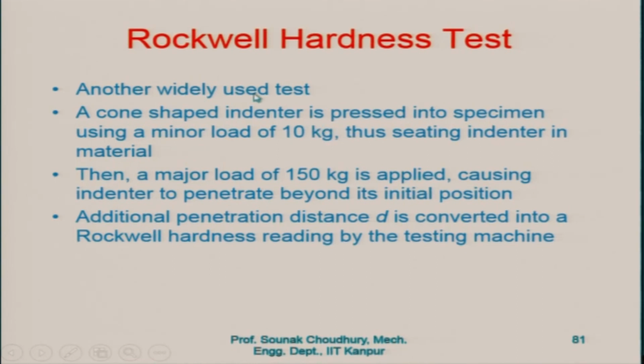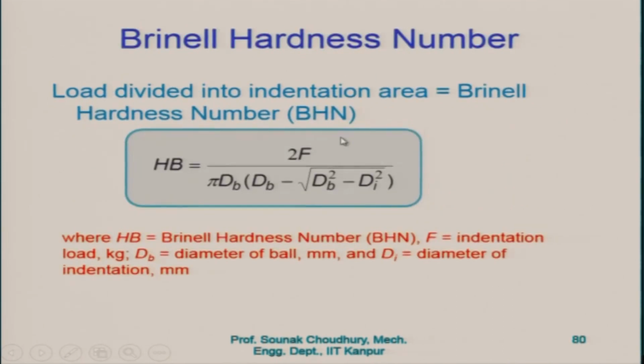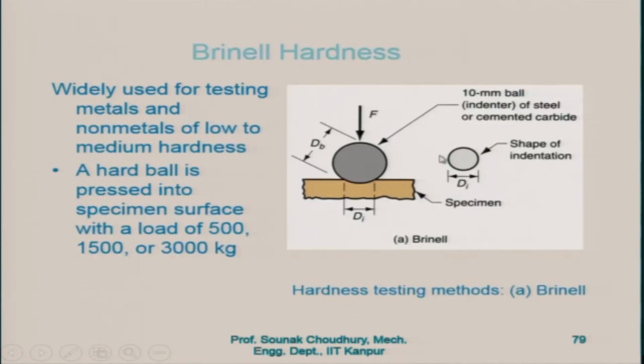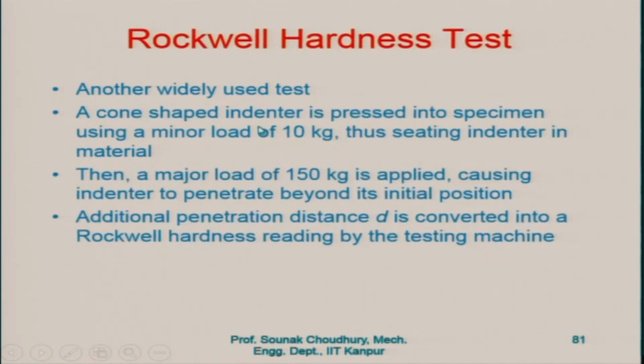The Rockwell hardness test is similarly another widely used test. In this case, a cone shaped indenter is pressed into the specimen. In case of Brinell, a hard ball is used as the indenter, and here it is a cone shaped indenter which is pressed into the specimen using a minor load, and that load is about 10 kilogram. In case of Brinell it was 500, 1500 and 3000.